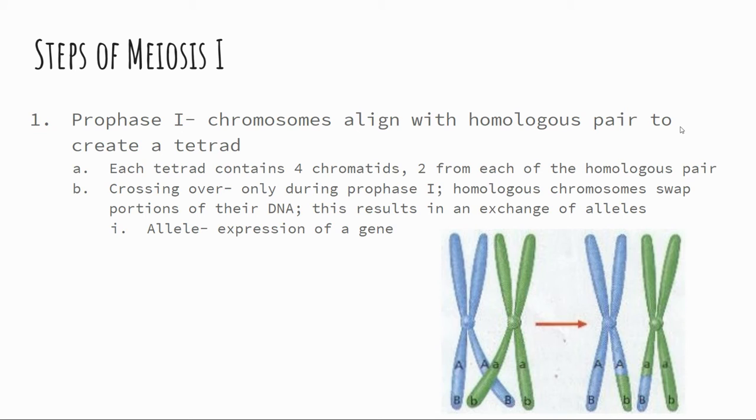All right, so the steps of meiosis are going to be very similar to that of mitosis. In prophase 1, the chromosomes are going to align with homologous pairs to create a tetrad. Each tetrad is going to contain 4 chromatids, 2 from each of the homologous pairs. Another vocab term is crossing over. Crossing over only happens during prophase 1. Homologous chromosomes swap portions of their DNA, and this results in an exchange of alleles. An allele is an expression of a gene. The big thing is that crossing over is only going to happen in prophase 1.